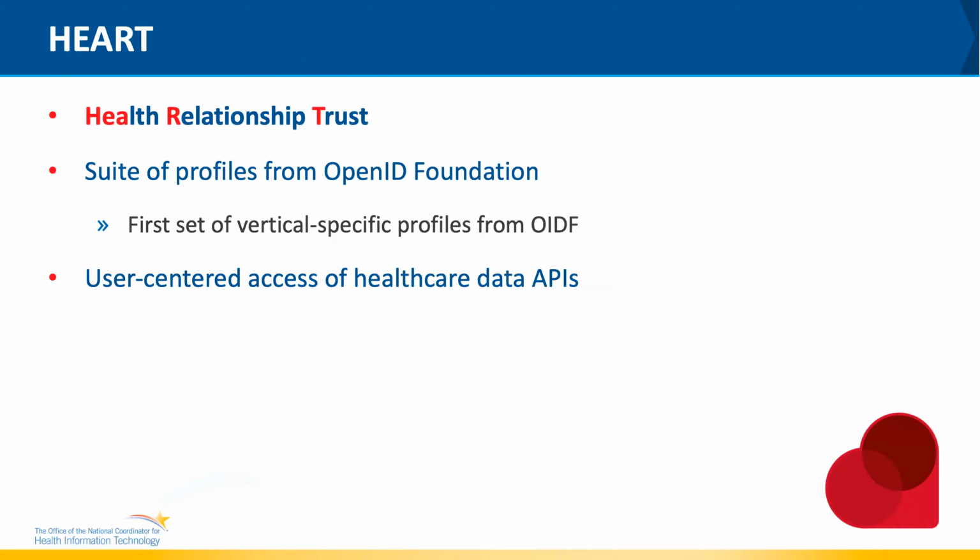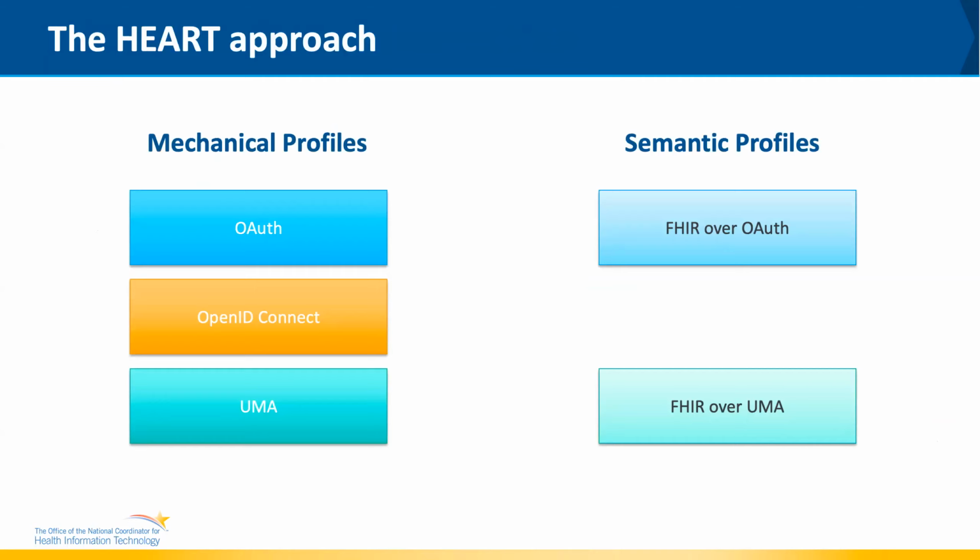HEART is an awkward acronym for Health Relationship Trust, and it's a suite of profiles that's hosted in the OpenID Foundation. An interesting historical note is that HEART was one of the first vertical specific profiles from the OpenID Foundation, which is to say that we were looking at how do we apply all of these security profiles to the healthcare space, and with a specific focus on user-centered access of healthcare data APIs. And we built the HEART profiles in a very, at the time, novel way.